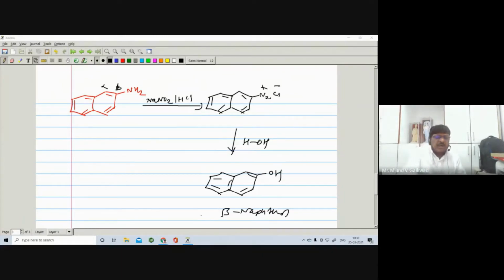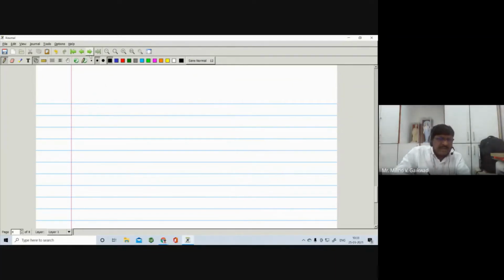Similarly, if you put the NH2 group at the alpha carbon atom, then also we can get another type of example. Now the next reaction is the replacement of NH2 by hydrogen. Here I will write the direct benzene diazonium salt.